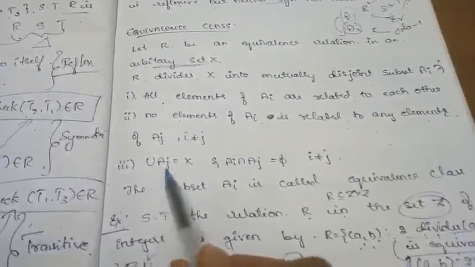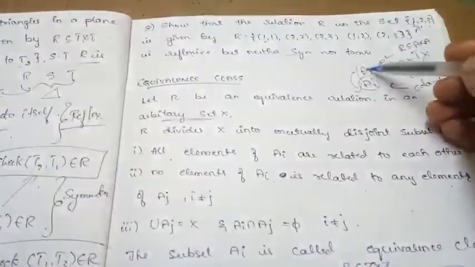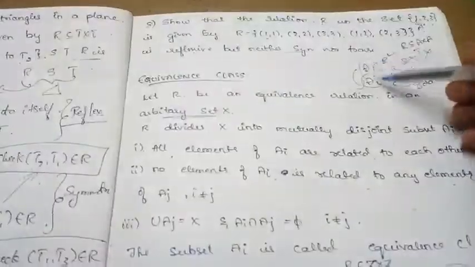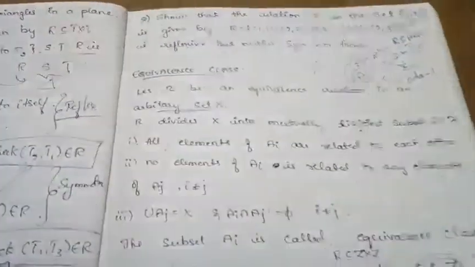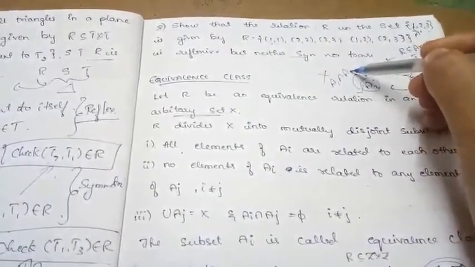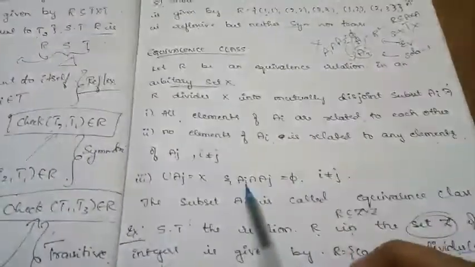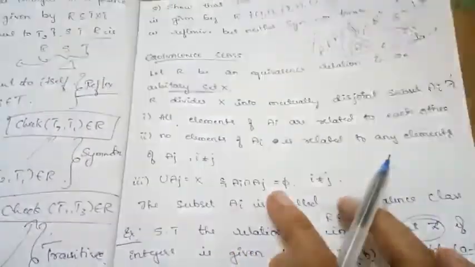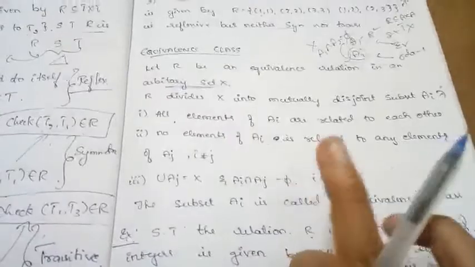The next is that the union of the Ai is equal to X. If I take the union of these two sets in that example, we get the whole set of integers, and if I take the intersection of those two sets, that is A1 intersection A2, our intersection will be the empty set. Suppose it is divided into three parts, then if I take the intersection of any two sets, the intersection will always be empty.